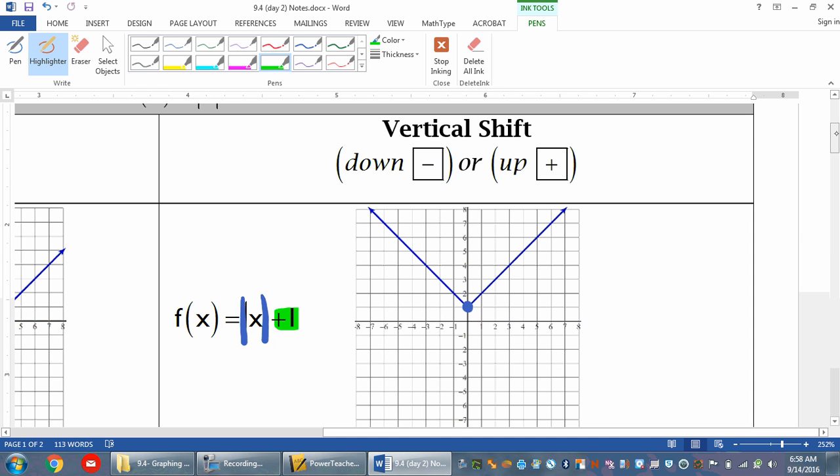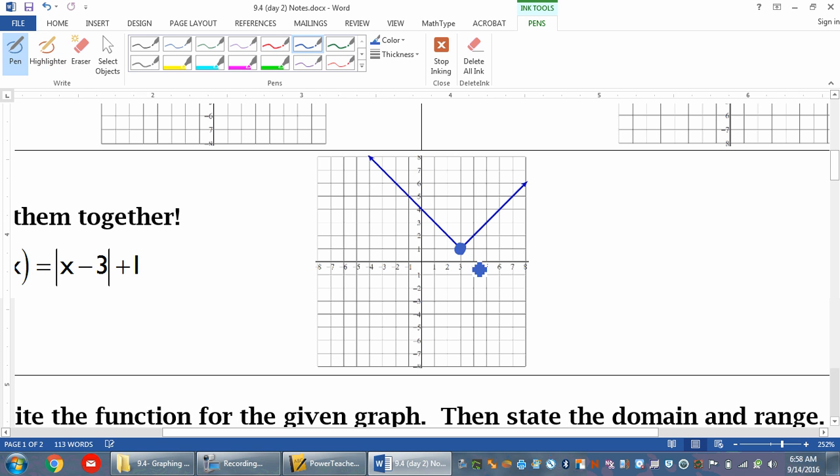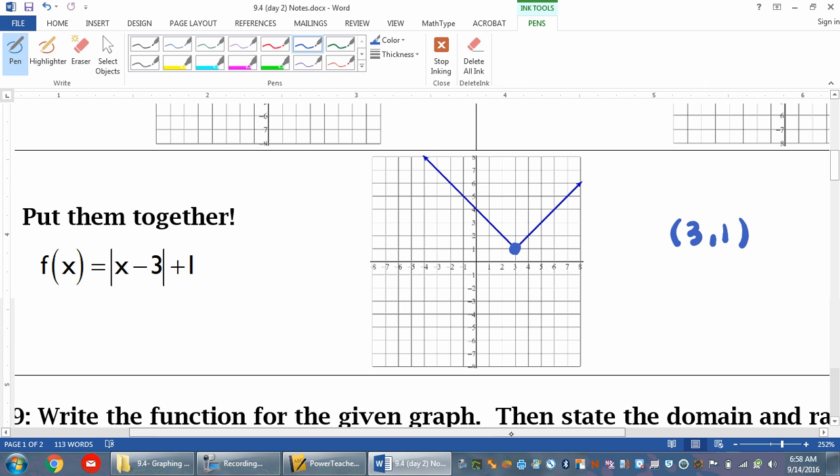Now, put them all together. The easiest way to do this is honestly to pick the vertex. The vertex is 3, comma, 1. Since it's an absolute value and it opens up, I start with the bars. Start with the opposite sign to the first, that's why it's x minus 3. And it's the same sign for the second coordinate, so it's a plus 1.